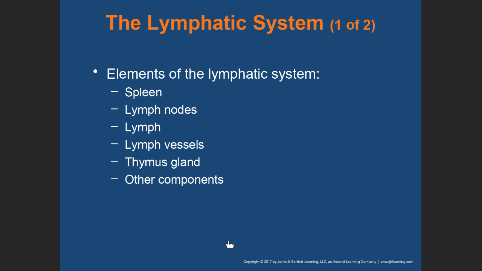So it filters it. As it passes through the lymphatic system, there are checkpoints that are going to check the fluid for bacteria or invading organisms and deal with them. Once it ensures that the fluid is clean, it then passes that fluid back into the low pressure side, which will be the venous side of the circulatory system. So the elements of the lymphatic system include the spleen, the lymph nodes, lymph vessels, thymus gland, and other components.